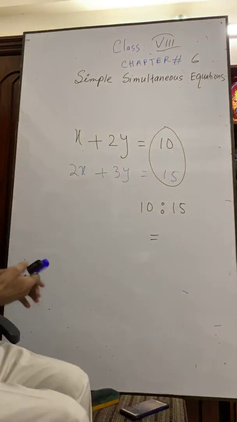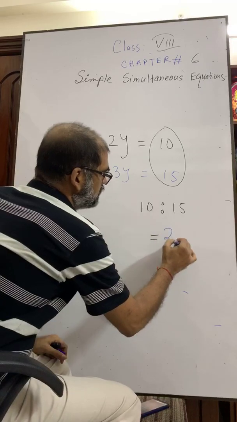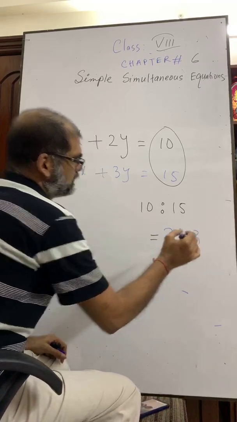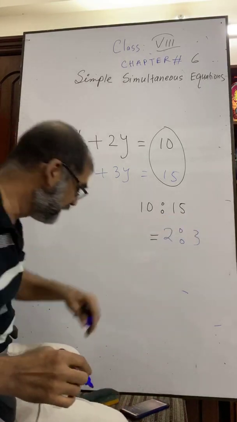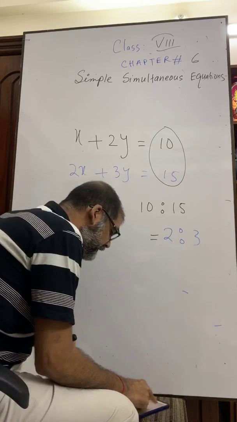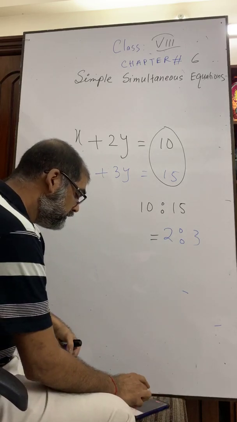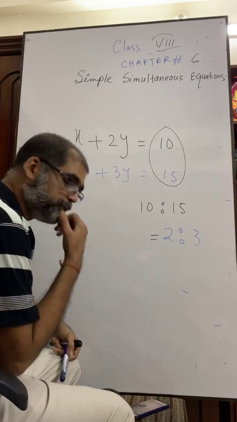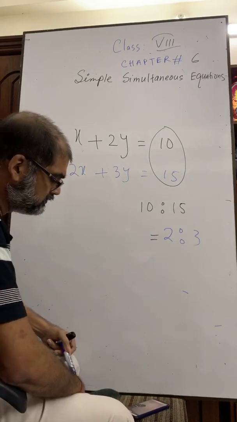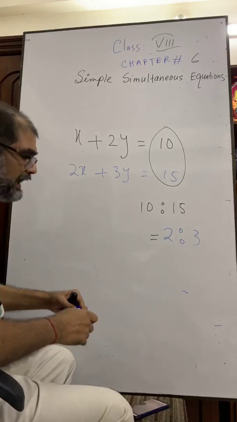Ten is to 15 equals 2 is to 3, 5 to 10, 5 to 15. But the interesting fact is that none of you wrote to me, okay? Don't you know the proportion ratio? Again, please pay attention. I am repeating.